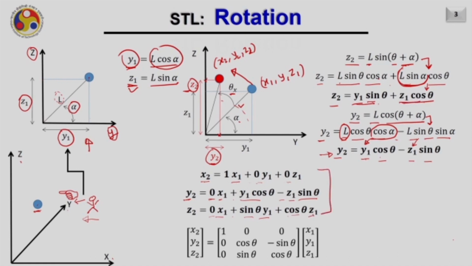I can write this system of equations in matrix form like this, and hence the new coordinates of the point, x2, y2 and z2, on the left side can be written as a coefficient matrix multiplied by the coordinates which were earlier x1, y1, z1. This coefficient matrix is called the rotation matrix, and this is particularly for rotation about the x-axis. This matrix is [1 0 0; 0 cos theta, minus sin theta; 0 sin theta, cos theta].